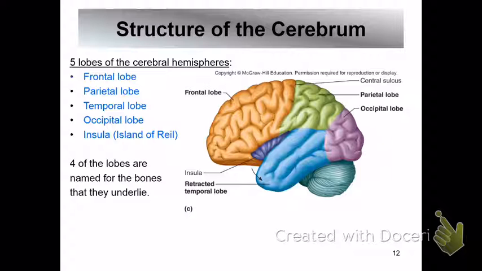Different lobes, and I think you know this from the bones. Frontal, parietal, temporal, occipital. The insula, we haven't talked about that before. It's right underneath, I guess, the frontal lobe, so you can kind of see it there. And we're going to talk more about it.